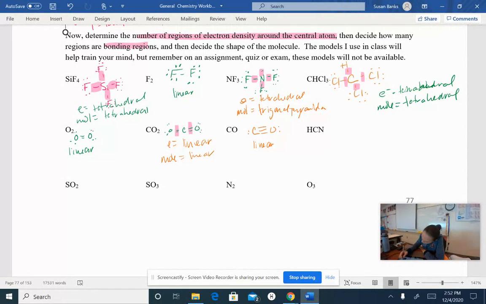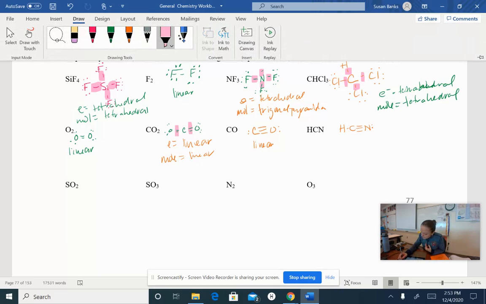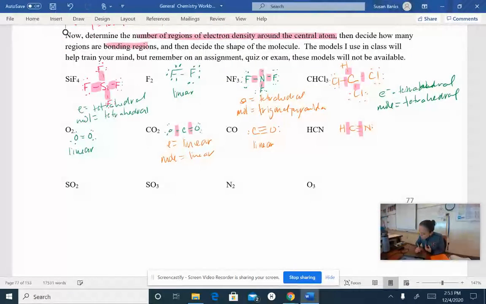Okay, cyanic acid. How did you do on the Lewis structure there? Now remember, how many areas of electron density do I have around that center carbon? Remember, triple bonds, double bonds, and single bonds are all considered 1 area of electron density. So when I look at this, I just have two areas of electron density.